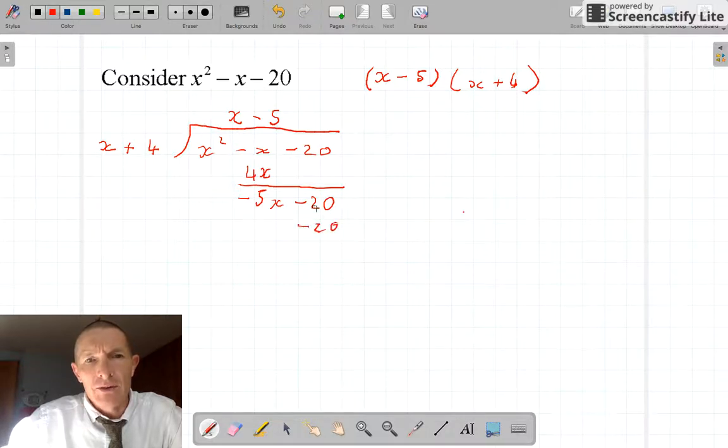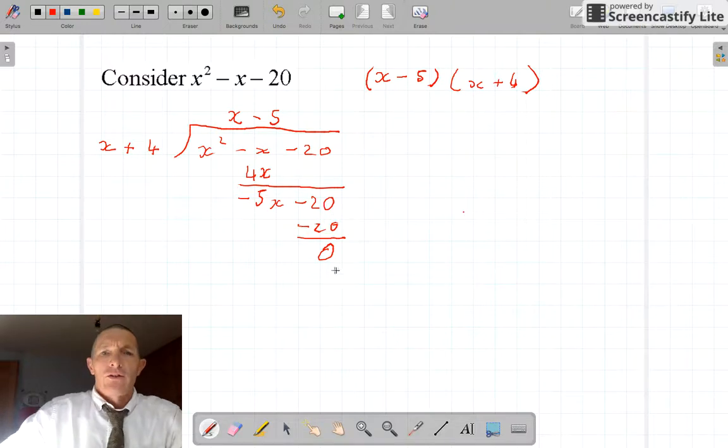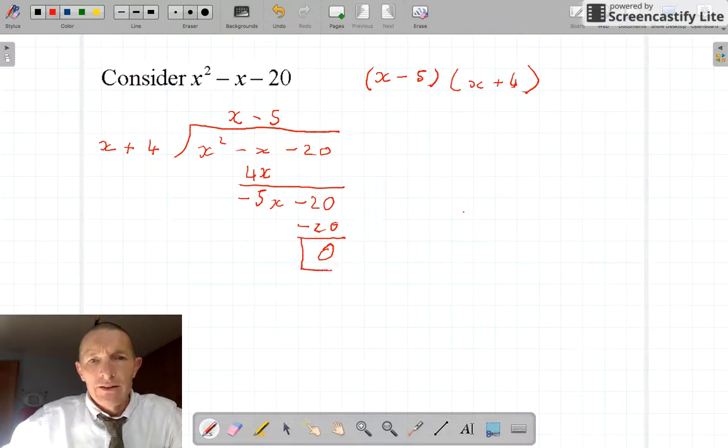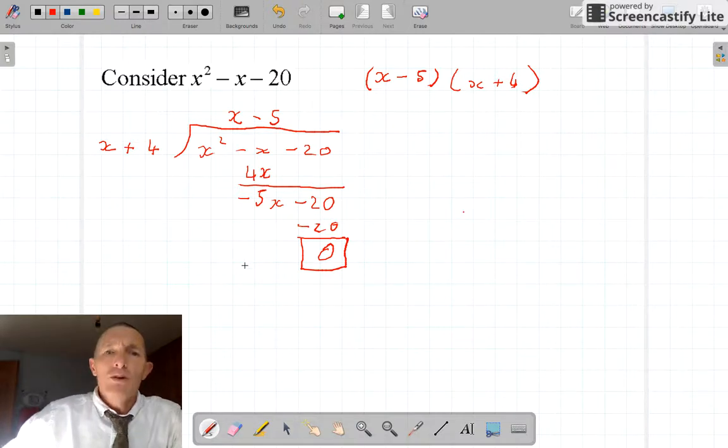And again, I'm going to remember how I did this one, take away 4x. I'm going to do minus 20, take away minus 20, and I end up with 0. So I've ended up with 0 here in this line here, which indicates that this is a factor of this. Plus, I've now also got my other factor up here. What you will actually need to do is not this. This is the origins of division.